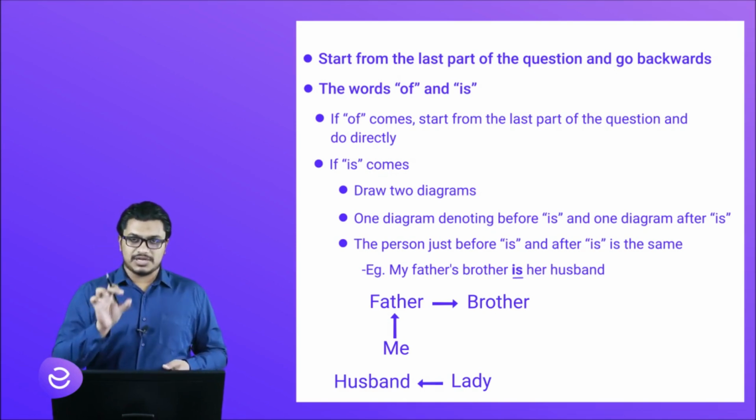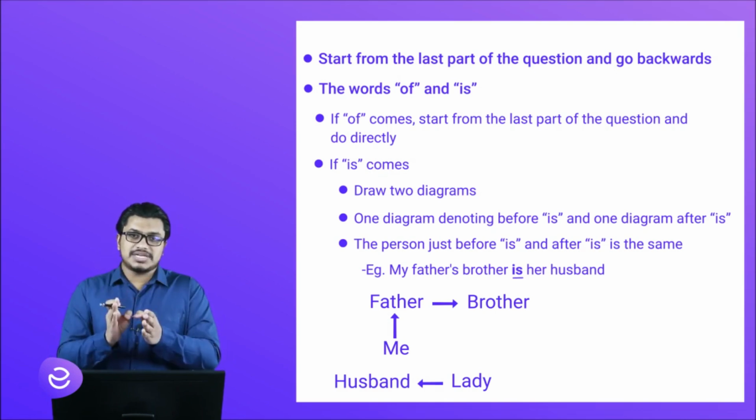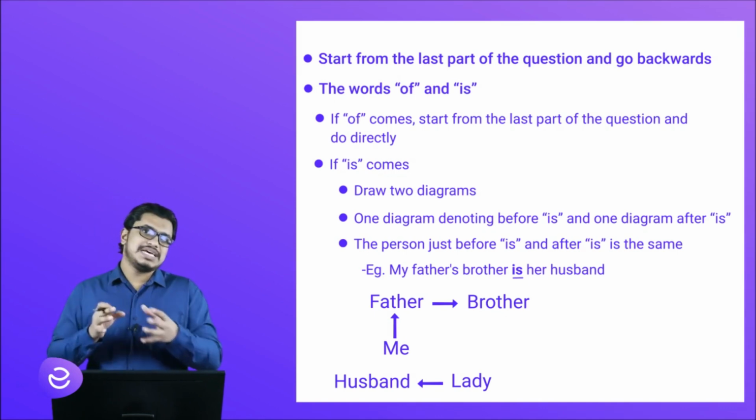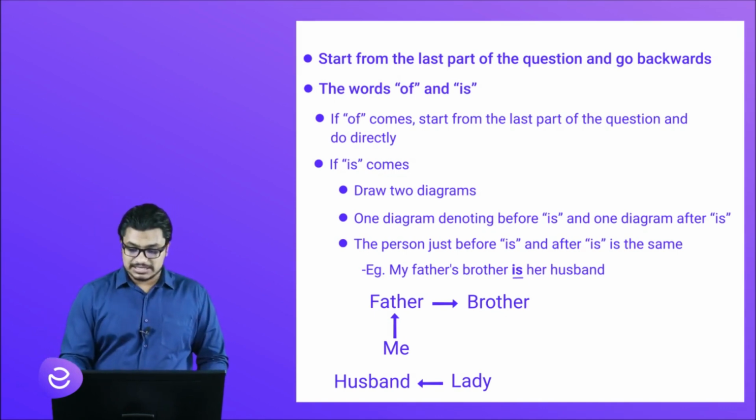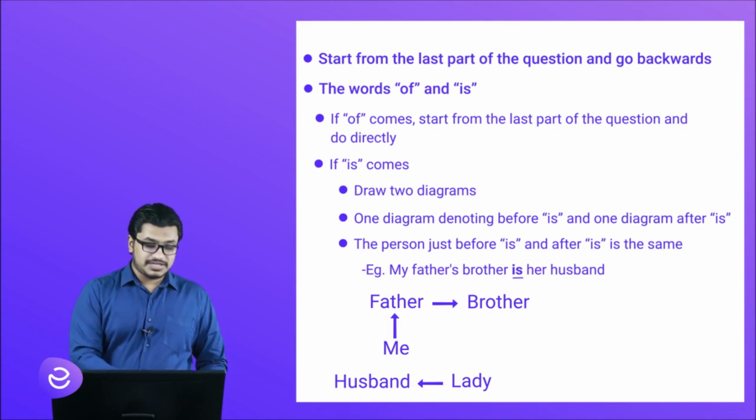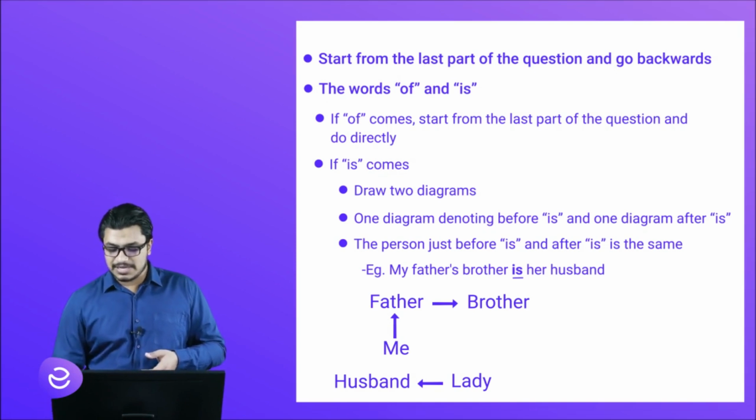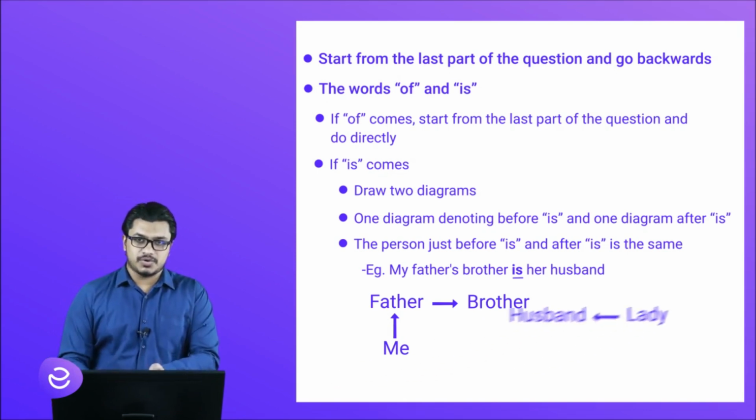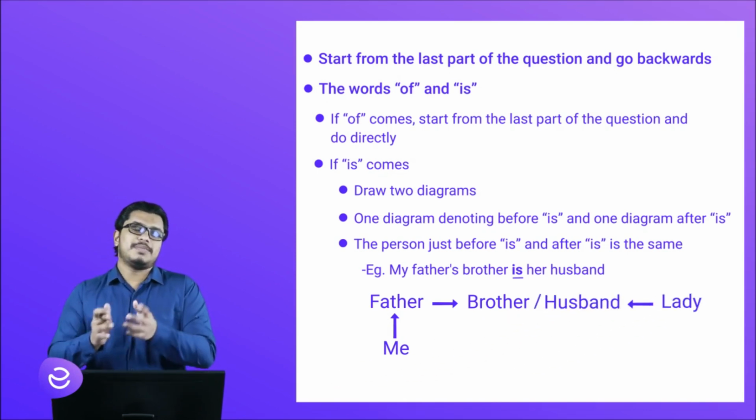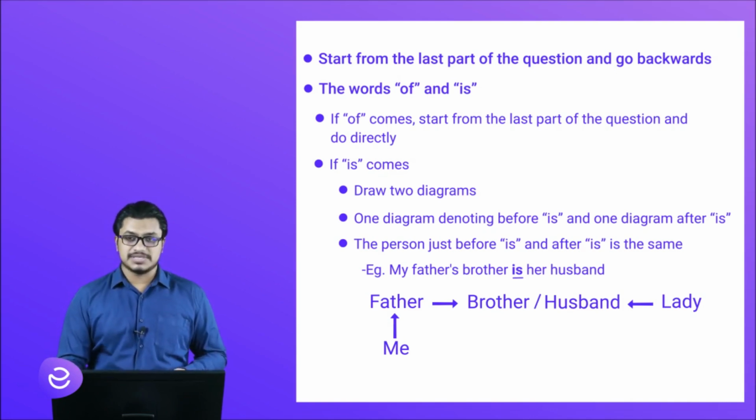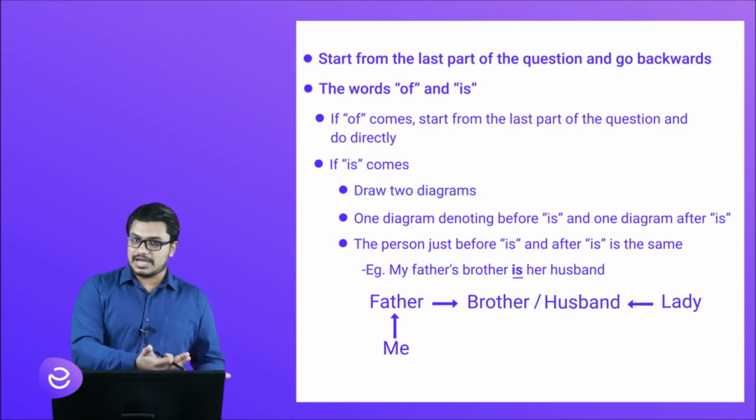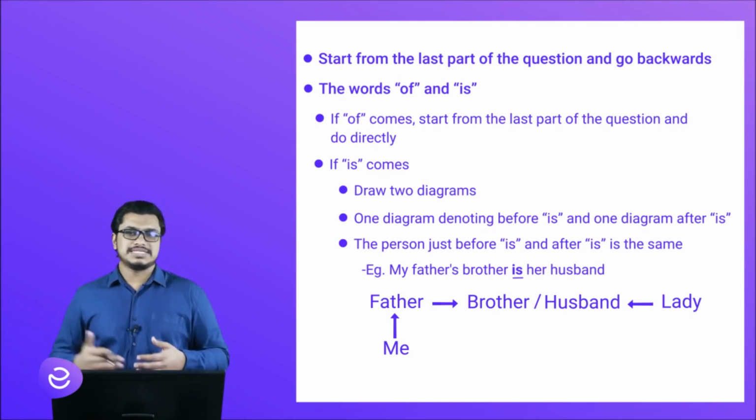One more thing we have to understand here is that the person just before the word "is" and the person just after the word "is" are the same person. So here before the "is" there is a person called brother, and after the "is" there is a person called her husband. So the husband and the brother are the same person. So what we do is we draw two diagrams, then we combine these two together to form a single diagram. So here we can understand that this person is the uncle of that person or the aunt of that person. As per the gender, if it is a male, we can call him an uncle. If it's a female, we can call her an aunt.